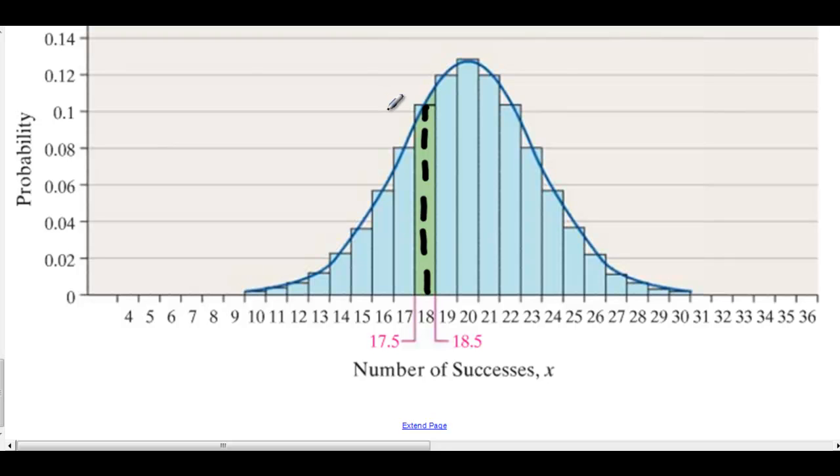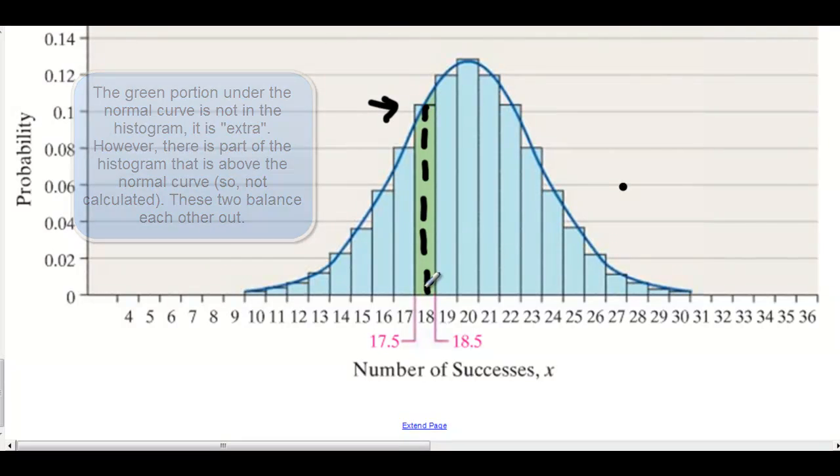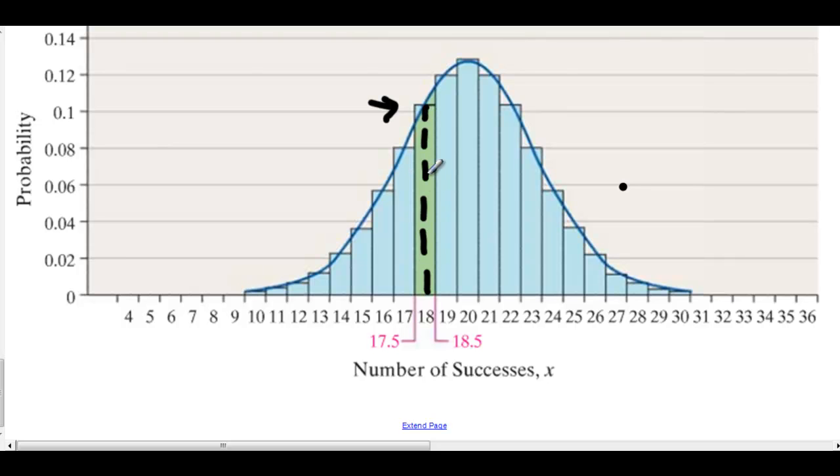And if you look really closely up here, 0.5 above is this line, and then the 0.5 below is right here. So we're not including this little tiny bit, but we are including this little tiny bit. So it kind of adds up to about the same thing. So it's a good approximation. So again, if we're just trying to find the area, or that we would have 18 successes, we need to go up and down by 0.5. So we're going to have a width of 1.